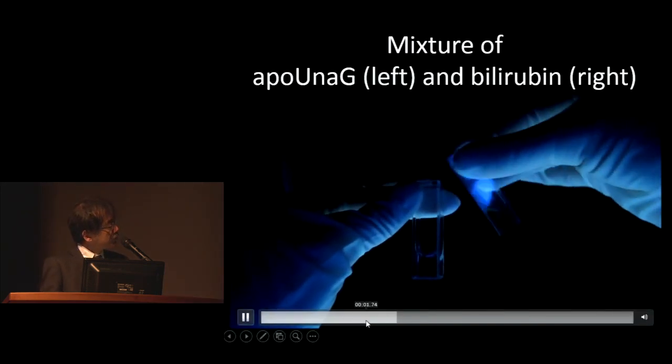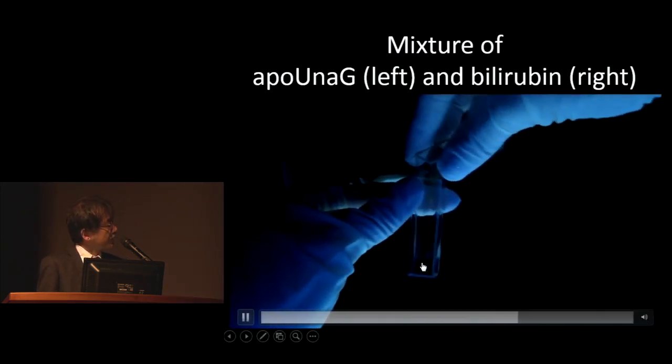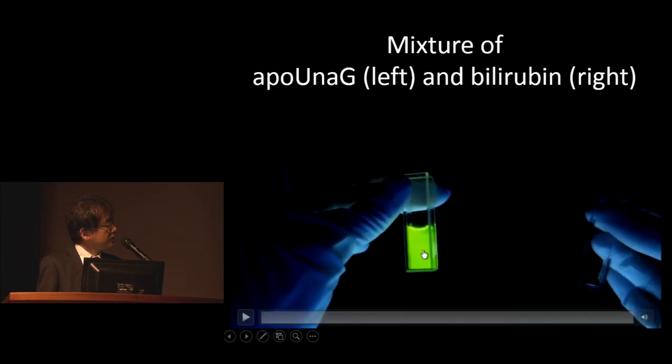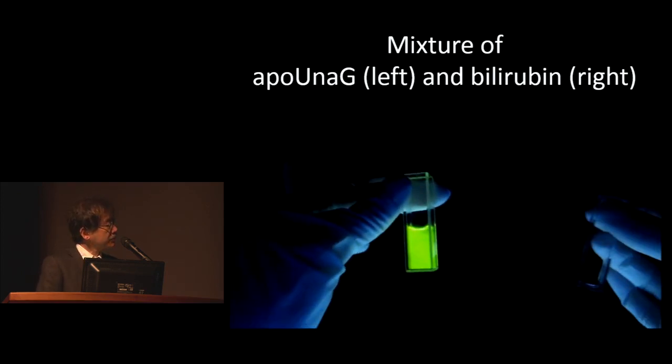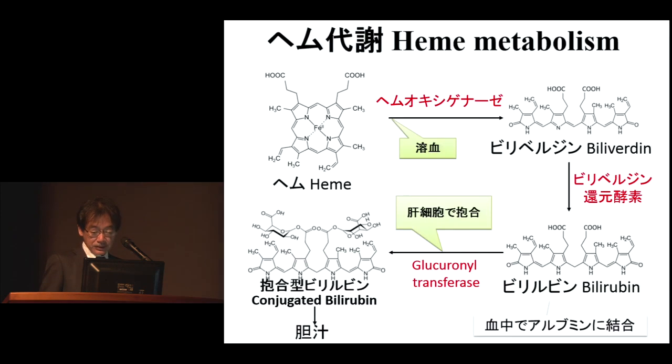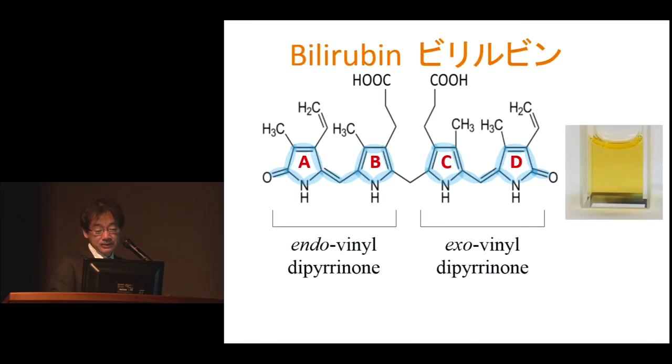And the mixture of the bilirubin to apo-UNAG resulted in immediate development of the green fluorescence. So now, what's bilirubin? Here, it is a heme metabolite. This slide shows heme metabolism: heme, biliverdin, bilirubin, and its conjugate. I'll show you the structure.